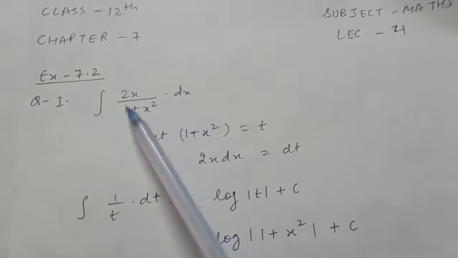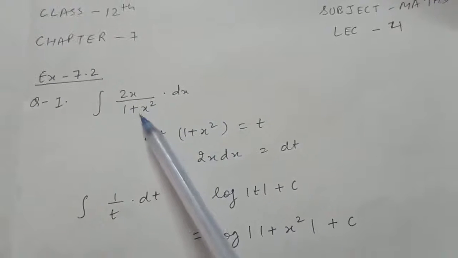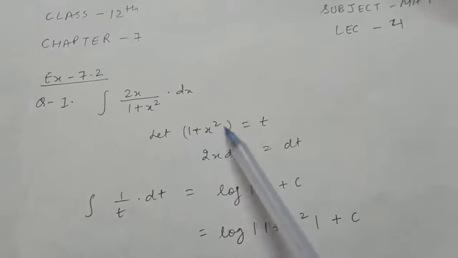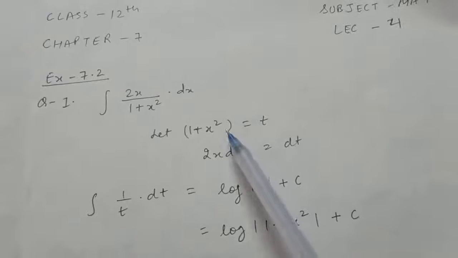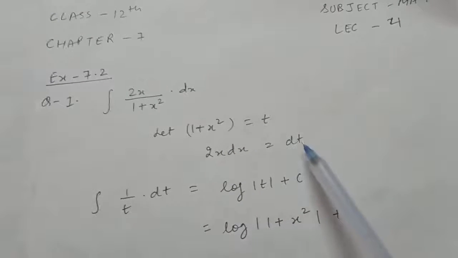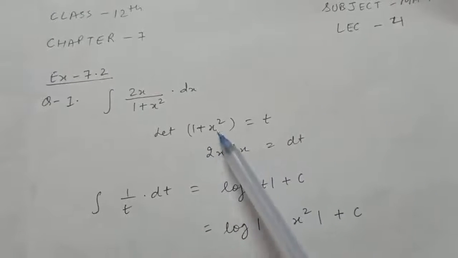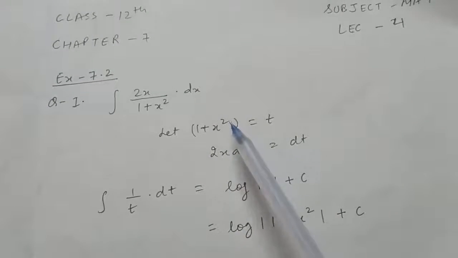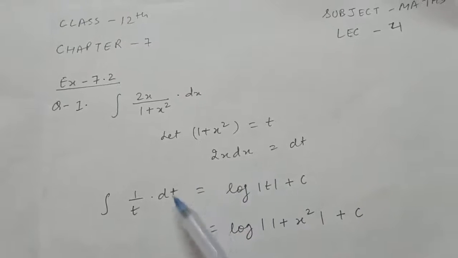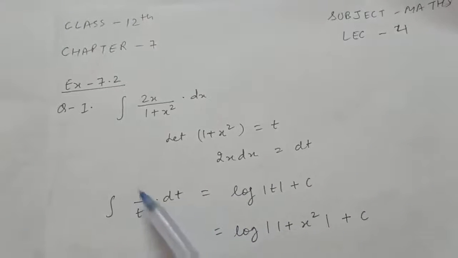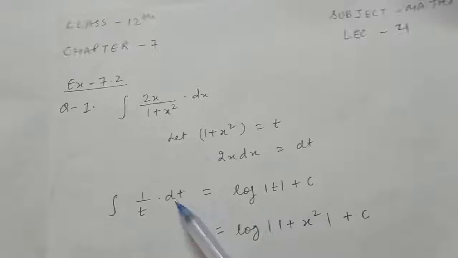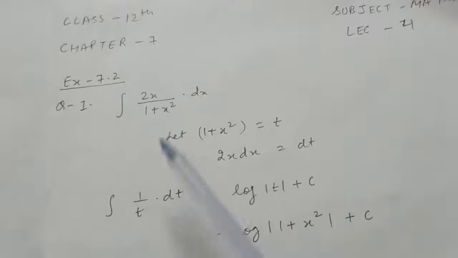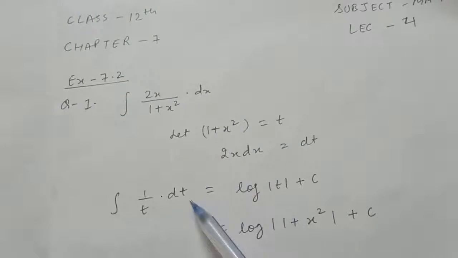We can see that the derivative of the denominator is the numerator. Therefore let 1 plus x square be equal to t. Then you will get 2x dx equal to dt, because the derivative of 1 plus x square is 2x: the derivative of 1 is 0, and the derivative of x square is 2x. Now the integral becomes integral of 1 upon t into dt. In place of 1 plus x square, t, and 2x dx is dt.